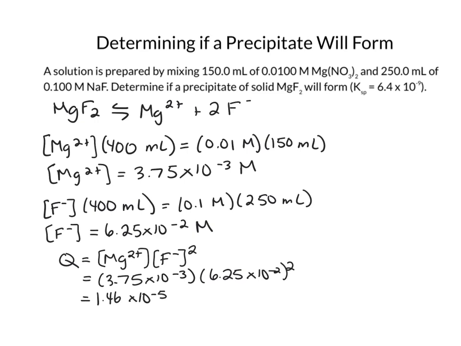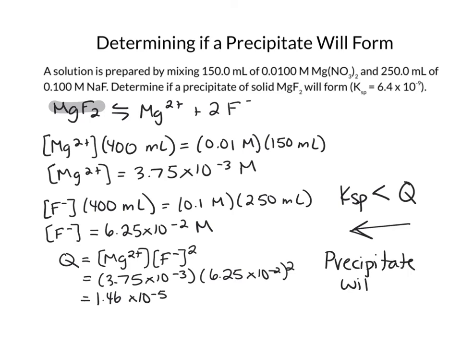So in this case, my Ksp, which was 6.4 times 10 to the negative ninth, is smaller than my Q. This means that I am going to the left. So I am going to be reforming this MgF2. Now, that is the solid in solution. So yes, a precipitate will form. That solid has been formed.